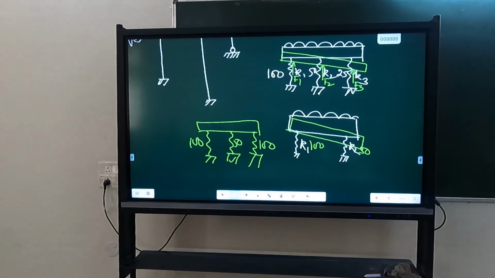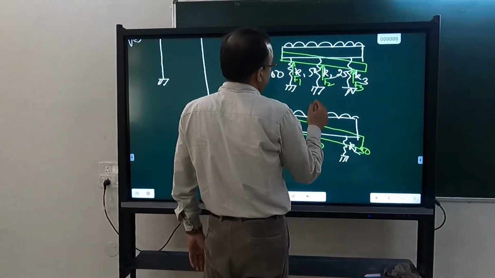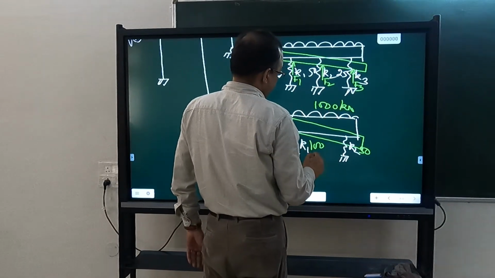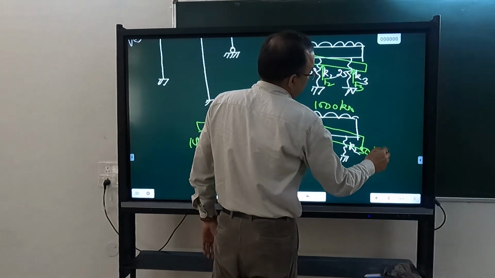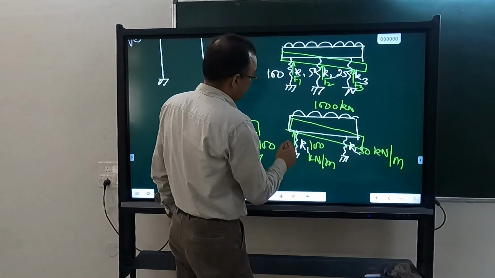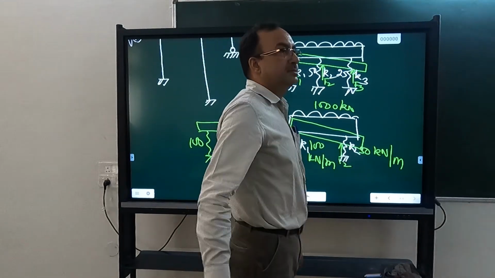Equilibrium equation and compatibility equation. These two equations you will satisfy. Let us say the weight which you have here is 1000 kilonewton. Stiffness is 100 kilonewton per meter and 50 kilonewton per meter. Solve and give me this F1 and F2. You will find something very interesting. Do that.